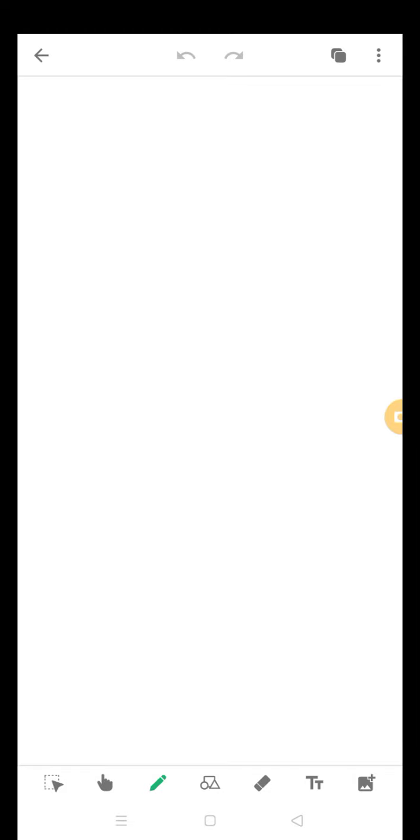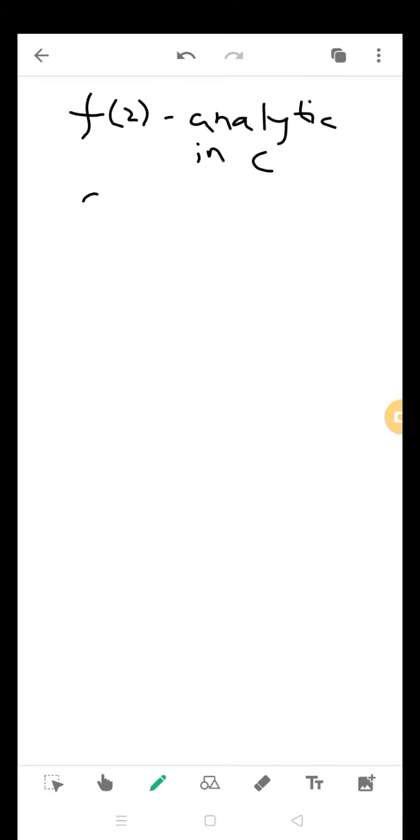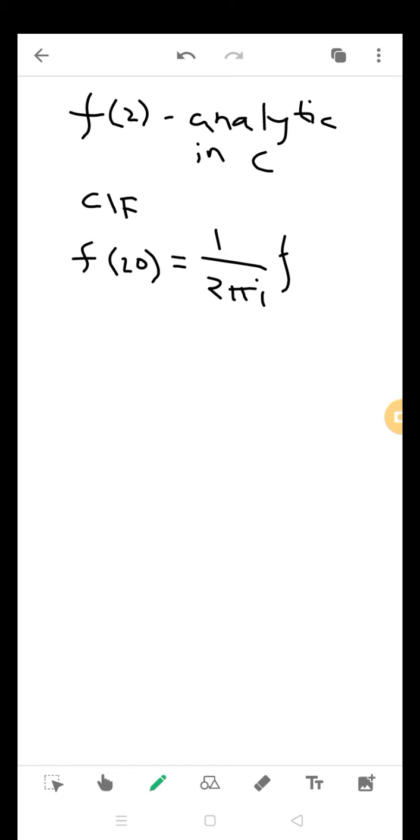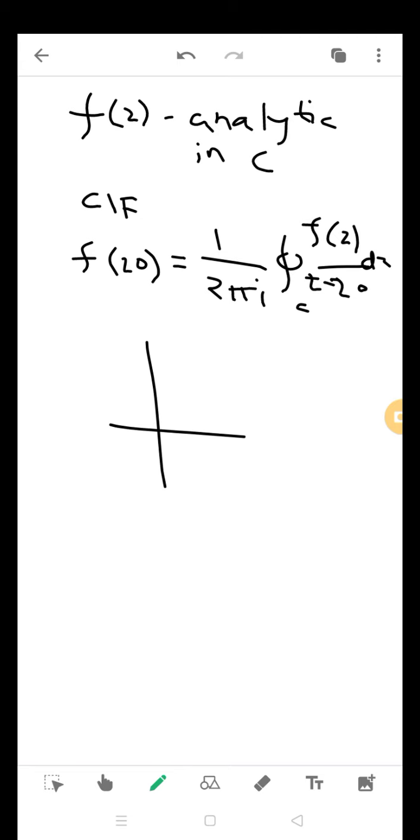So we all know that if f(z) is analytic in and on a contour C, then according to Cauchy's integral formula, for any point z0 inside the contour, f(z0) becomes 1 by 2 pi i integral of f(z) by (z minus z0) dz, for any contour C and for any point inside C.